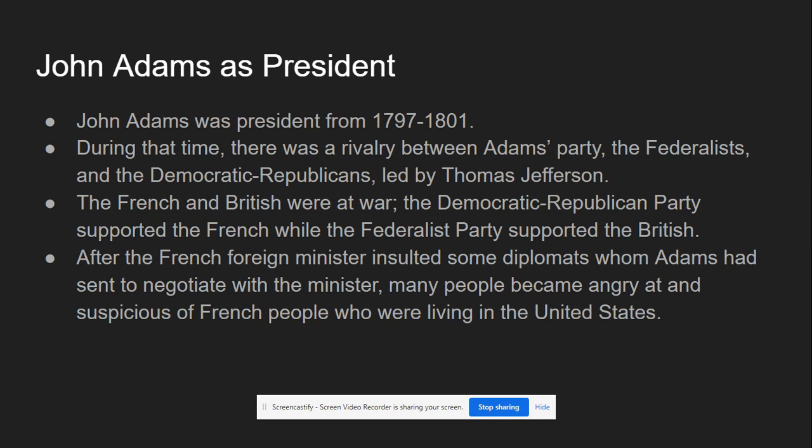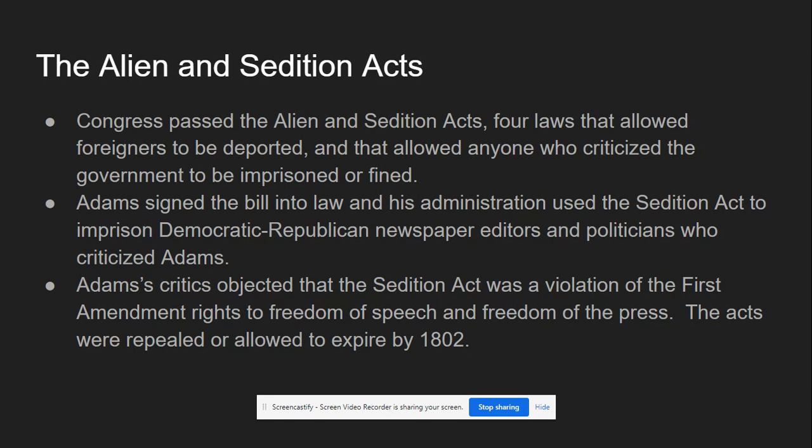Remember, they had just fought the British to win the revolution, but many felt that they needed the British, who were the most powerful country in the world at the time, as allies. So Adams was on that side: let's establish a positive relationship with the British. After the French foreign minister insulted some diplomats who Adams had sent to negotiate with the minister, many people became angry at and suspicious of French people who were living in the United States.